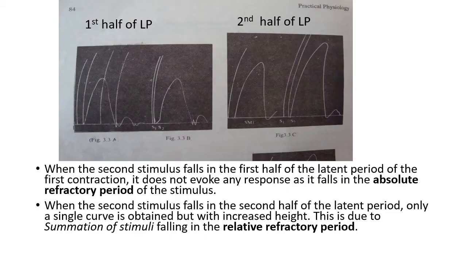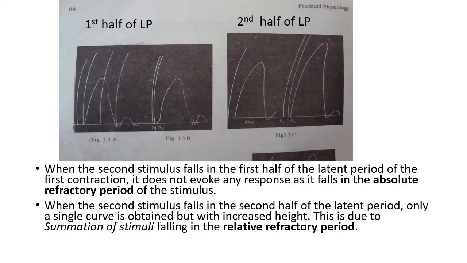Figure 3.3a is just normal SMC, normal simple muscle curve or simple muscle twitch. This is just here for the comparison. Then now figure 3.3b, see here S1 and S2. S1 is the first stimulus and S2 is second stimulus. So here S2, the second stimulus, when we give second stimulus during first half of the latent period of the first contraction, what happens? Read it.